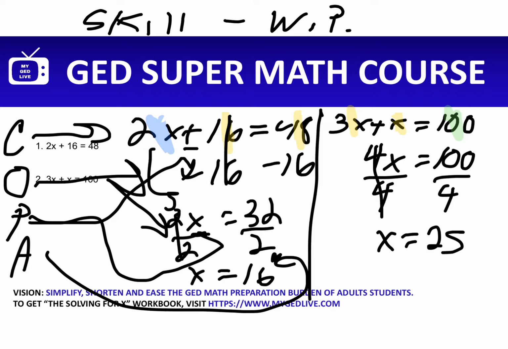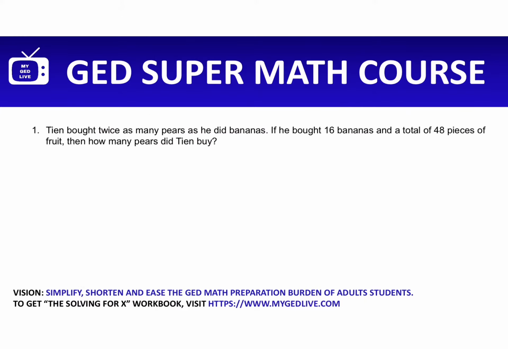Now, let's go ahead and jump over here to the word problem. So now you'll see a word problem here. Tien bought twice as many pears as he did bananas. If he bought 16 bananas and a total of 48 pieces of fruit, then how many pears did Tien buy? Okay, so if you've been working with me, you know every single time we do the two-step process, identify the question.